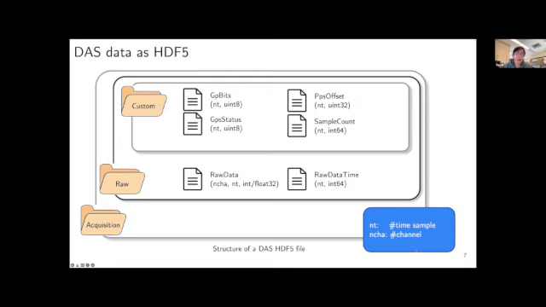So how are the DAS data saved? The DAS interrogator usually saves data in HDF5 format, which supports hierarchical structure. This is a breakdown of the structure of an example HDF5 DAS data. Here, NT and N channel indicate the time samples and the number of channels for the experiment. Usually, this raw data set will take more than 98% of the space of the entire file. It's a 2D array of shape N channel times NT.